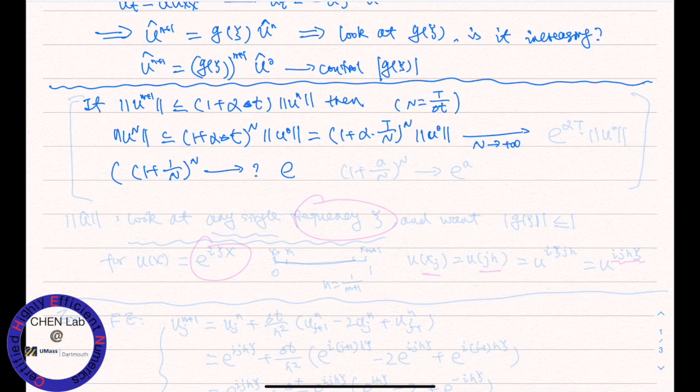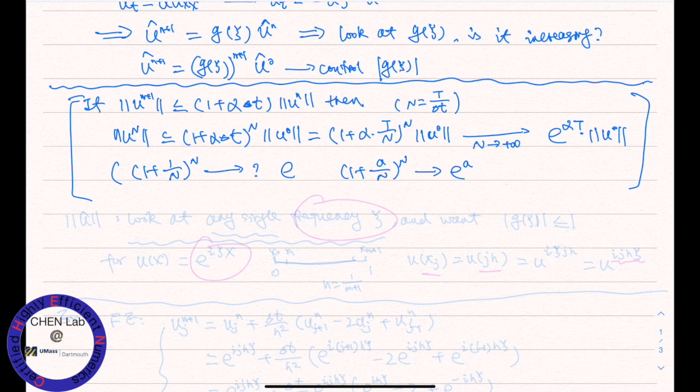And this is, for those who may remember from 361, this is just e to the alpha t, right? Or from calculus, not 361. So (1 plus a over n) to the nth power, this guy actually goes to e to the a. So this is e to the alpha t times the u0 norm, okay? So in fact, we can allow a little bit of growth without the final thing blowing up.